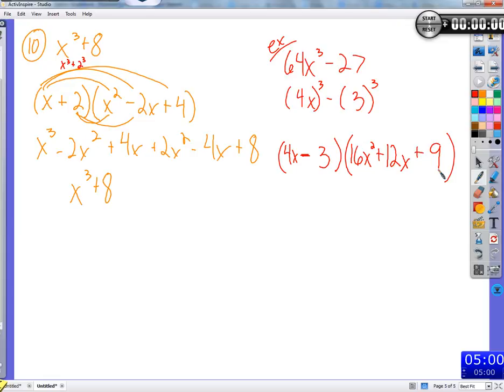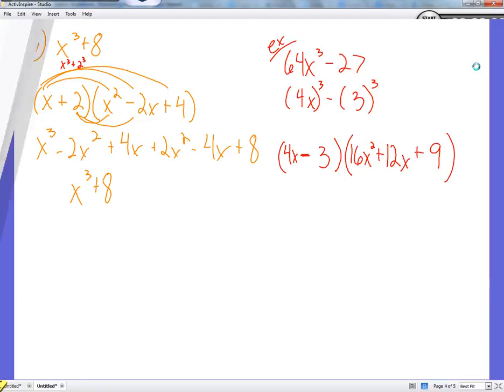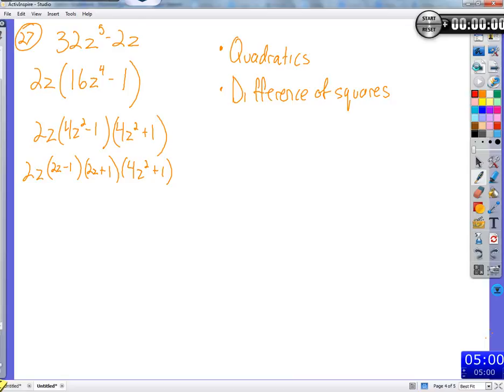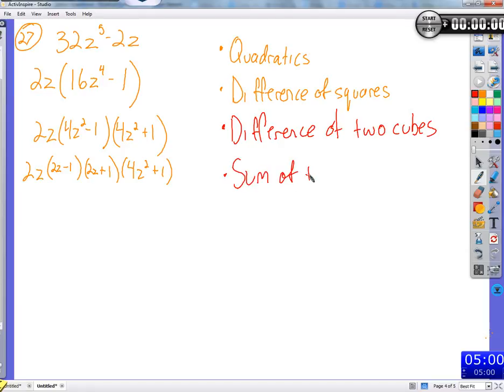On page 354, in that little blue box, it says key concept. It gives you a little formula for factoring sum of squares or sum of cubes and difference of cubes. That's something else to be on the lookout for. Out for quadratics we can factor, difference of squares that we can factor, difference of two cubes, sum of two cubes.